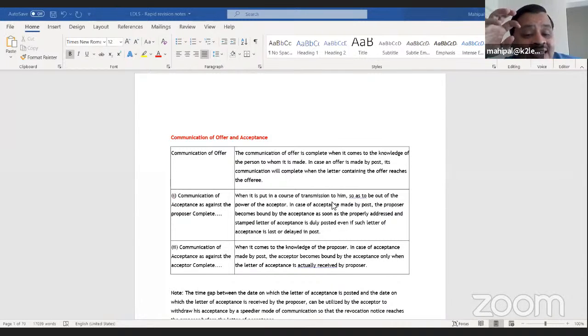Communication of acceptance against the proposer. When is the acceptance completed against the offerer? When the offeree duly writes his acceptance, stamps, seals, and posts it to the offerer, acceptance is completed against the offerer. When is acceptance completed against the offeree? When the letter of acceptance reaches the offerer. Clear?